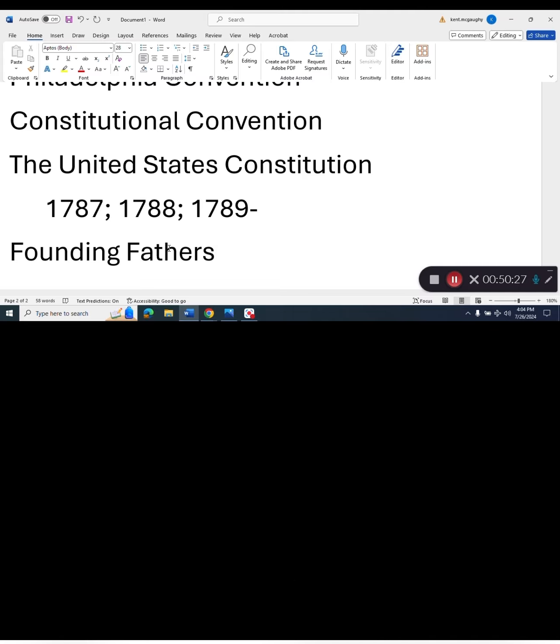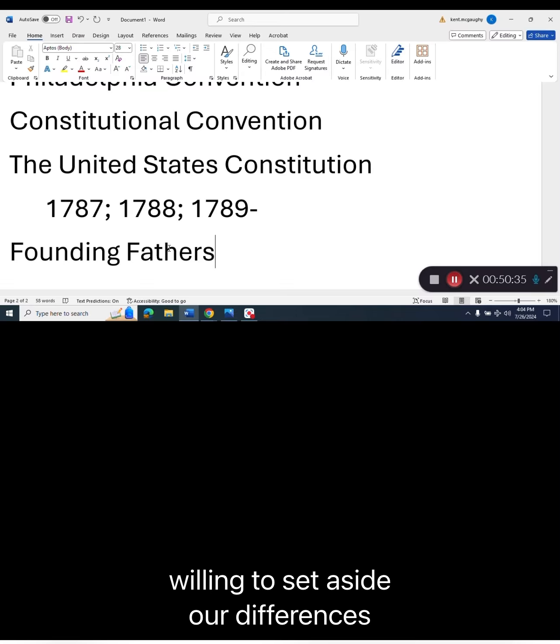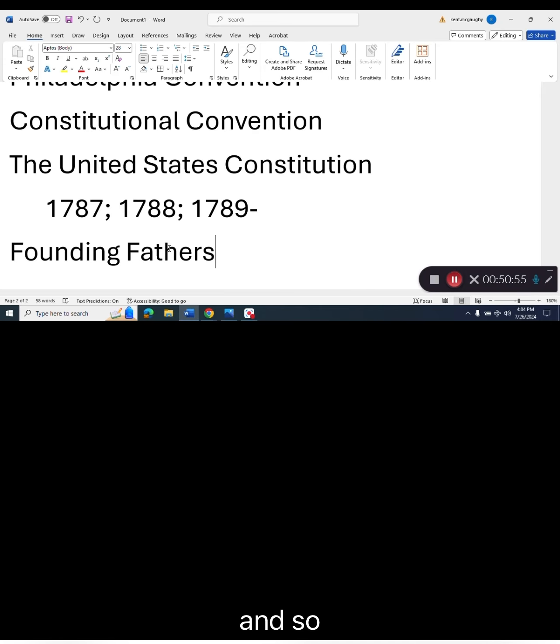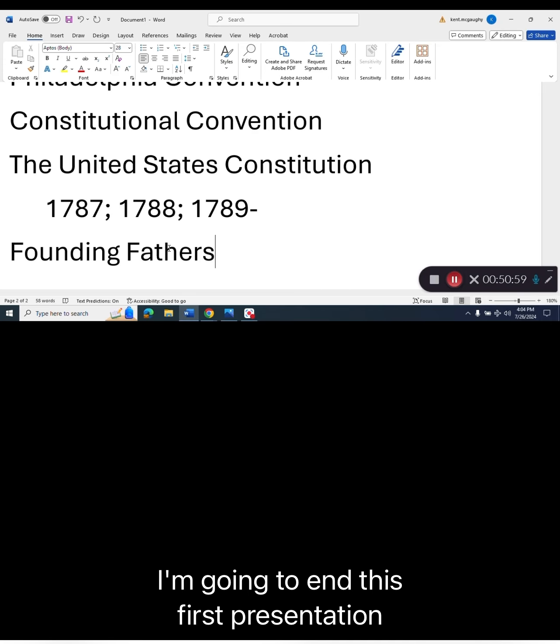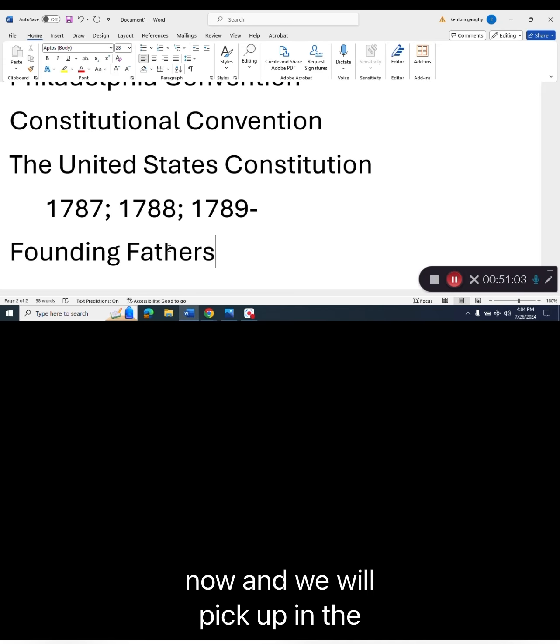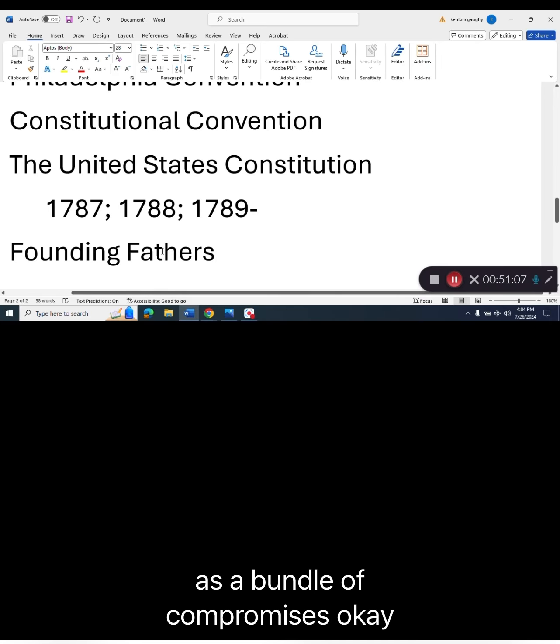Not all of us have to agree to compromise. So there can be people on the fringe, but the majority of us have to be willing to set aside our differences and work out an agreement. And that kind of mindset is the only one that will allow for our Constitution to survive. And so I'm going to end this first presentation now, and we will pick up in the next one looking at the Constitution as a bundle of compromises. Okay?